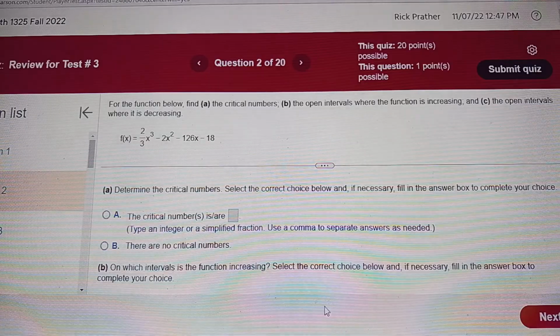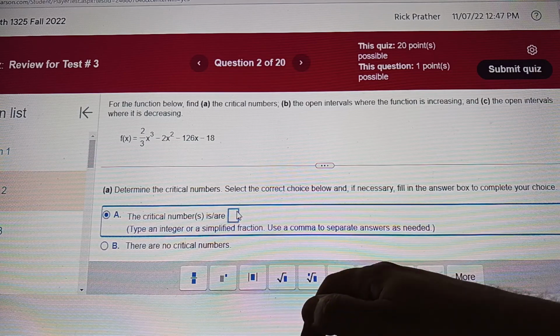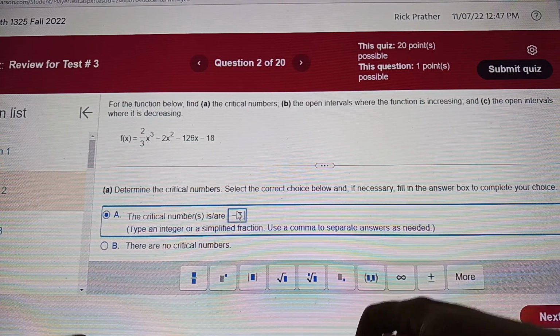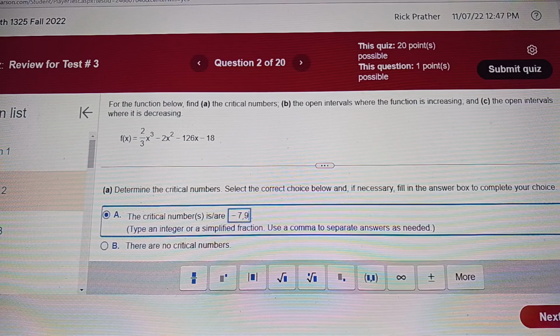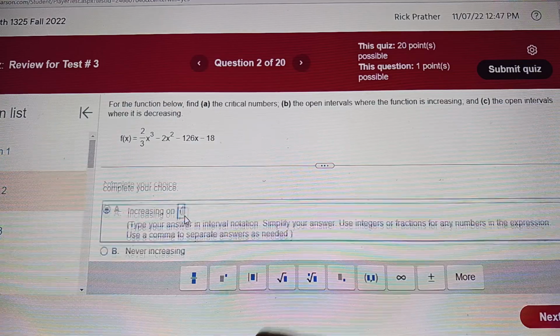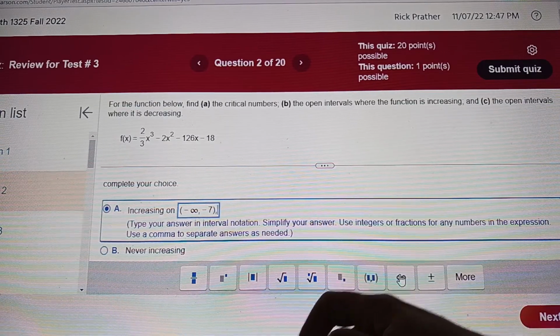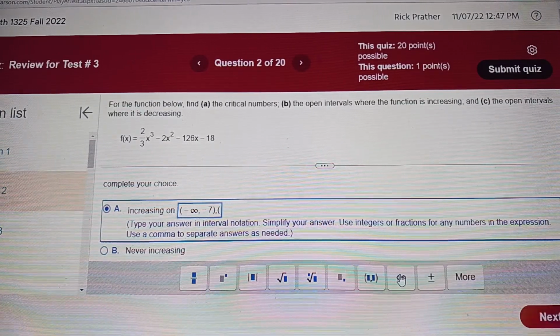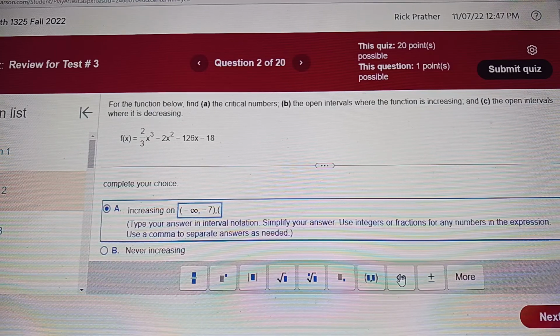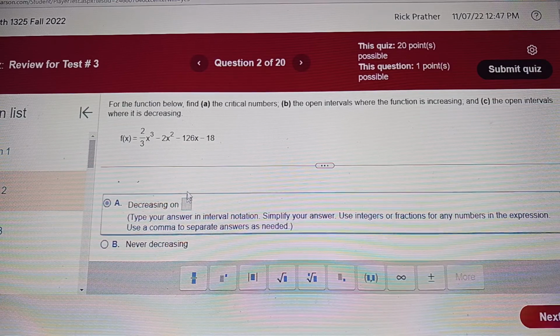So once you find all this, then the answer looks just like the previous problem when we did it from a graph. Although here they want the critical numbers too. There's a negative 7 and a 9 critical number. It's increasing from negative infinity until -7, comma, and then from 9 to infinity. Whoops, didn't get the 9 to infinity. And it's only decreasing between -7 and 9.